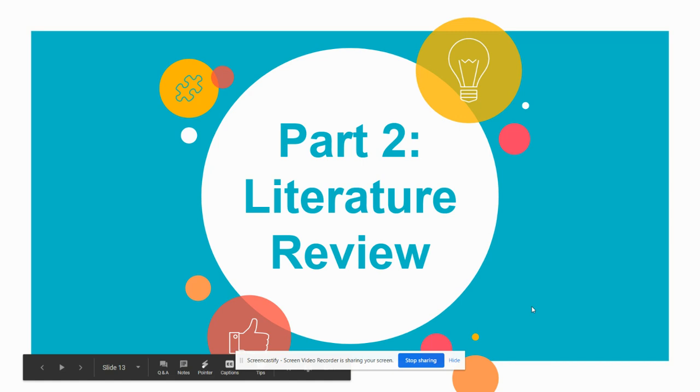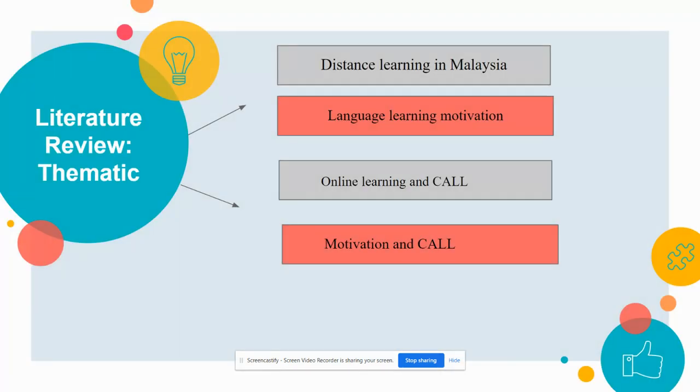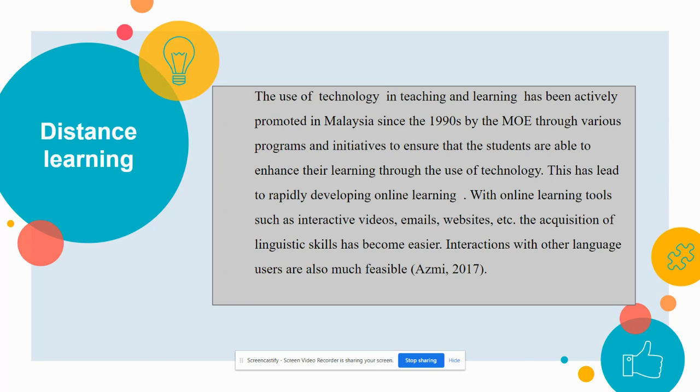All right, next, let us move on to part two, my literature review. For the literature review, I divided it into themes, or thematically arranged the points of the review. The first one, I look at distance learning in Malaysia, second language learning, online learning and CALL, and motivation and CALL. For distance learning, I include a few studies; there are a few more, but for this presentation, because we have limited time, I just include a few. You can see more in my written proposal.